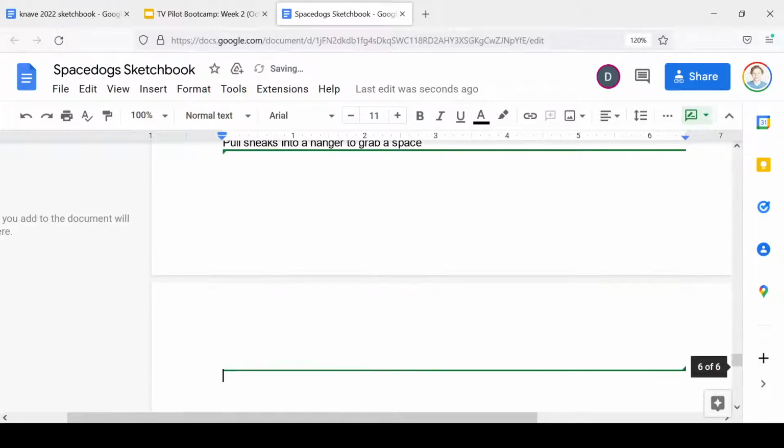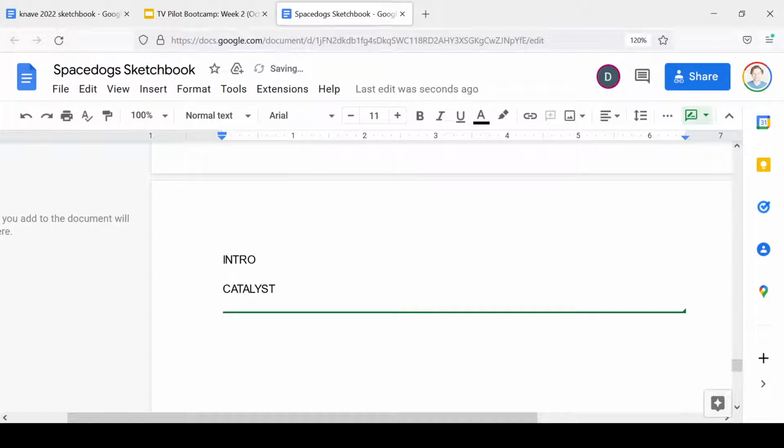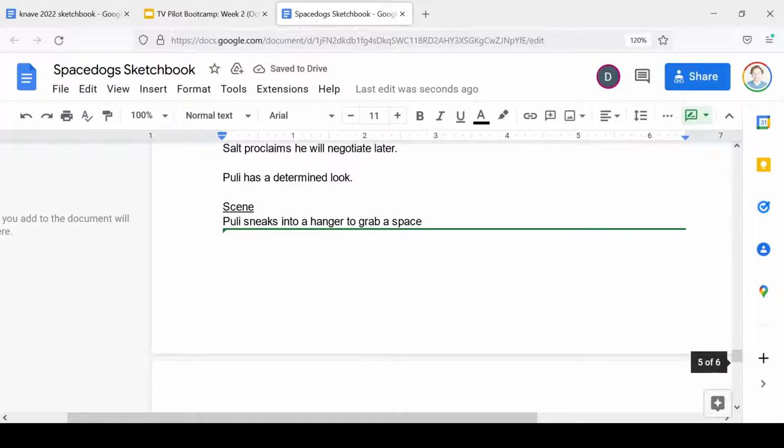So I think what you should do is make a list of the structure right here. So write out each thing and then start filling in, like drag and drop each of these sections here under which of these parts of the story you think you have figured out already. So we have intro, catalyst, we have trying locks, we have act break into 2, then we have premise scenes. You can just fill the rest of this out with the page numbers next to it, and then you're going to start to get a sense of, do I have enough in each section?